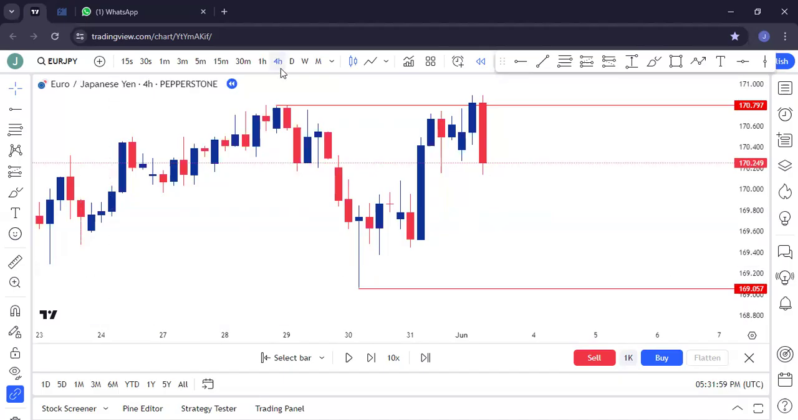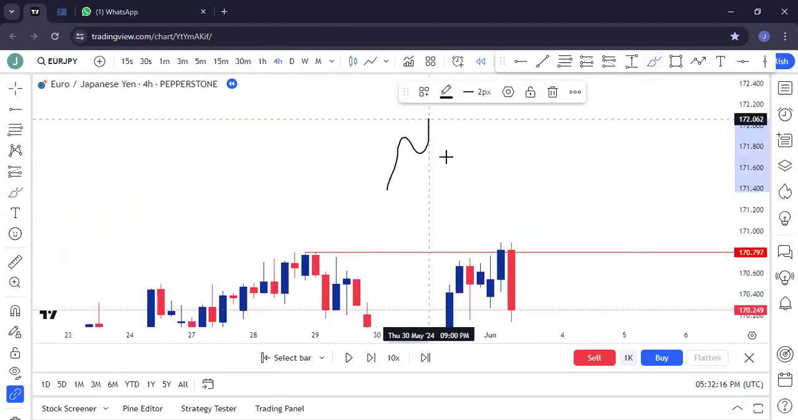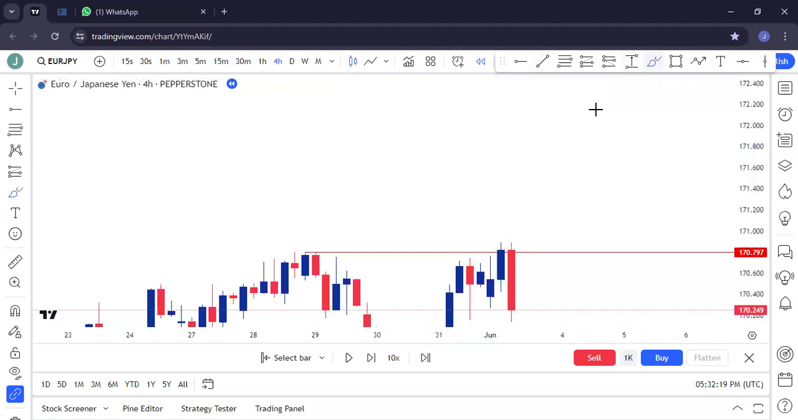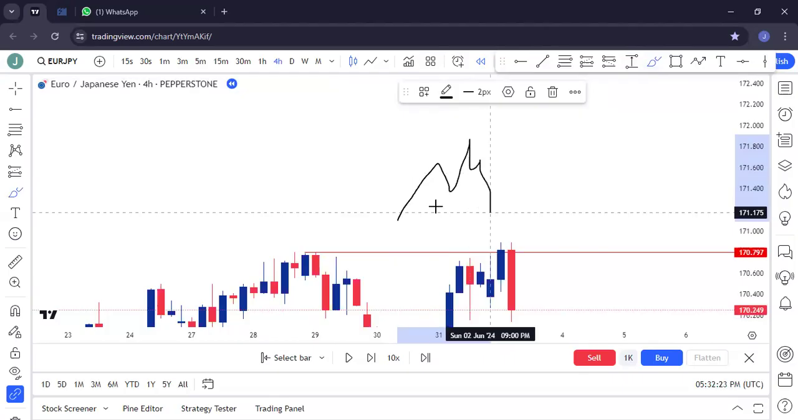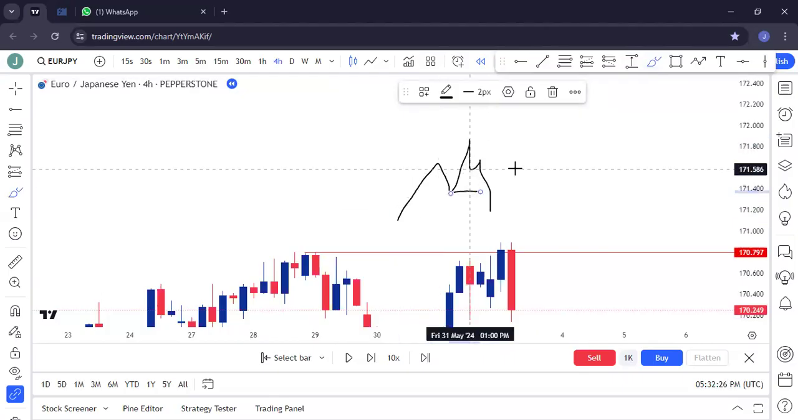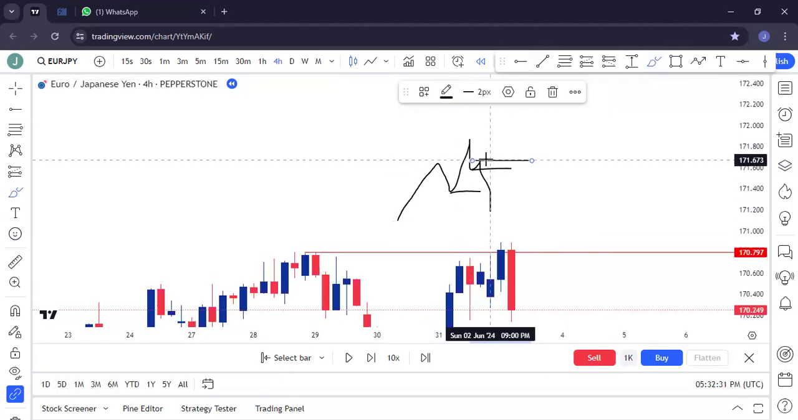Now we are in the 4-hour. What is the coordination time frame? We go to the 30 minutes to find change of character with inside formation. Have you understood? Meaning we have to find something like this. A change of character. Something like this. A change of character with inside formation. That is where we are supposed to enter for sales.